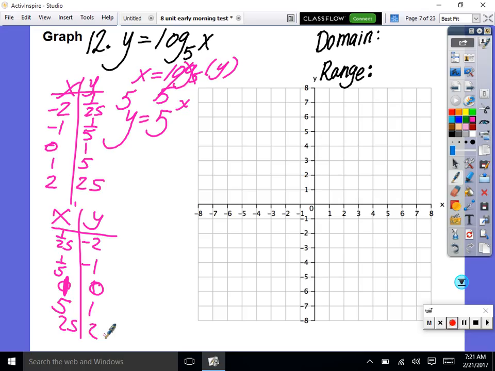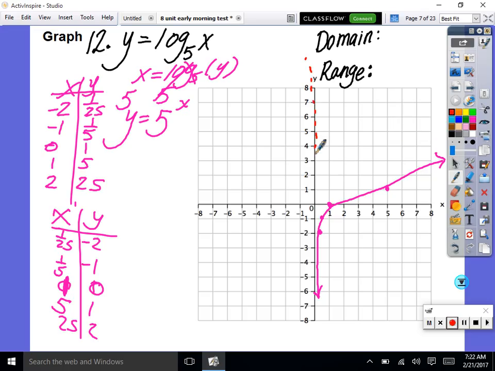So look how that would work. You're going over barely any, because that's what 1 over 25 means, almost barely like 0, right? Then down 2. Going over a fifth, which is a little bit more, down 1. Going over 1 up 0, over 5 up 1, over 25 up 2. So you see how it's going like this, everybody? That's what logs look like. They're non-shifted.